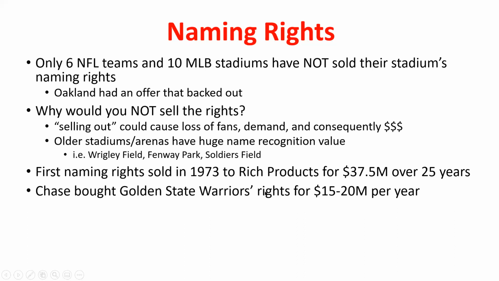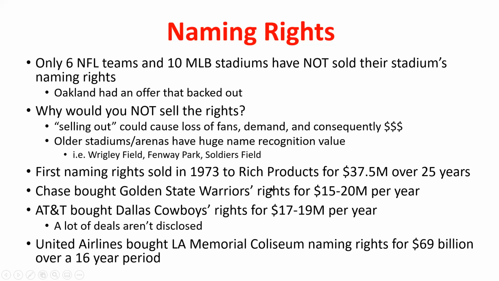Chase bought the Golden State Warriors rights for 15 to 20 million per year, and I forget how long that one was. AT&T is spending a bunch of money to have the naming rights to the Cowboys Stadium, and then United Airlines just bought the naming rights to the LA Coliseum for 16-year periods. So a lot of them are spending a pretty good amount of money here. They must believe that it's going to bring in additional sales that make up for that, right? That's the only way that these costs will be justified.